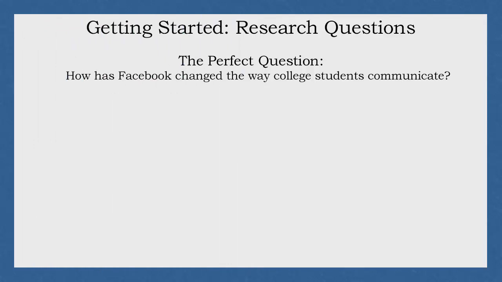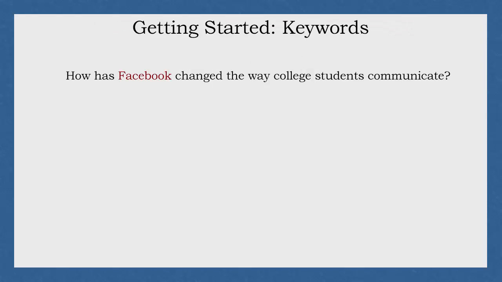Notice that the question is written so that I could write an 8 to 10 page paper on this topic. After creating a research question, the next step in the research process is to figure out the keywords in the question. When you use a search tool such as Google, the library catalog, or Academic Search Premier, you don't want to type in your full research question.